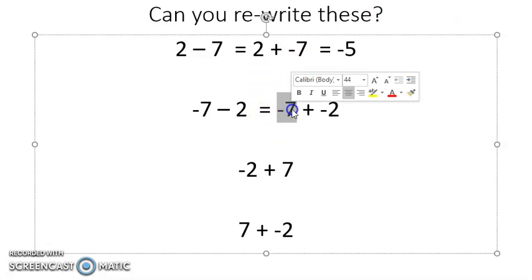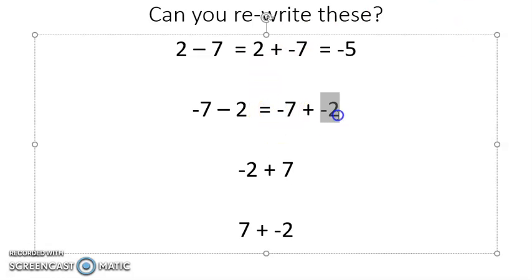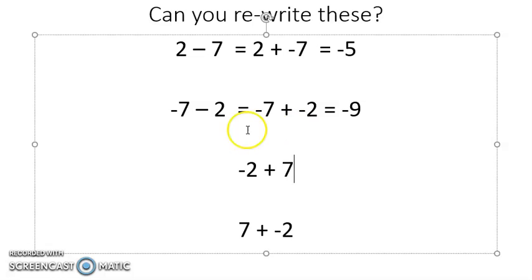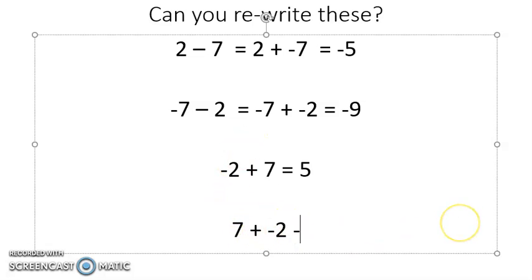This one is a negative. This one is a negative. They are the same sign. So we're going to add them together. -7 plus -2 is -9. -2 plus 7. This is a negative. This is a positive. They are different signs. So subtract. -2 plus 7 is 5. And 7 plus -2, different signs. So we subtract. 7 plus -2 is 5.